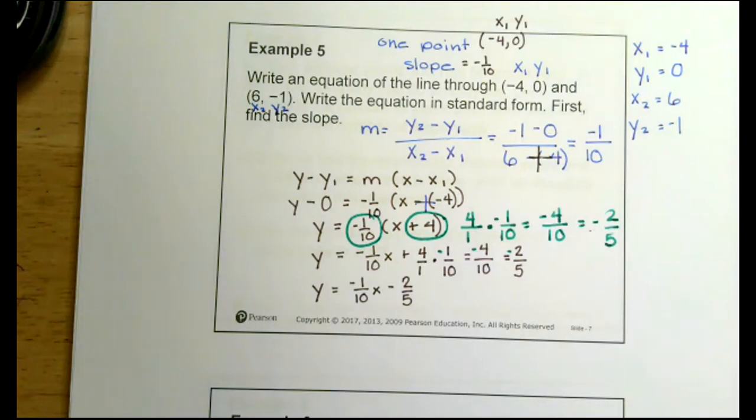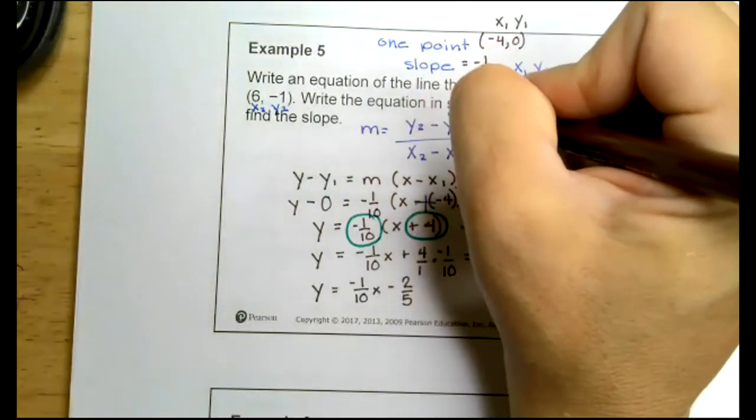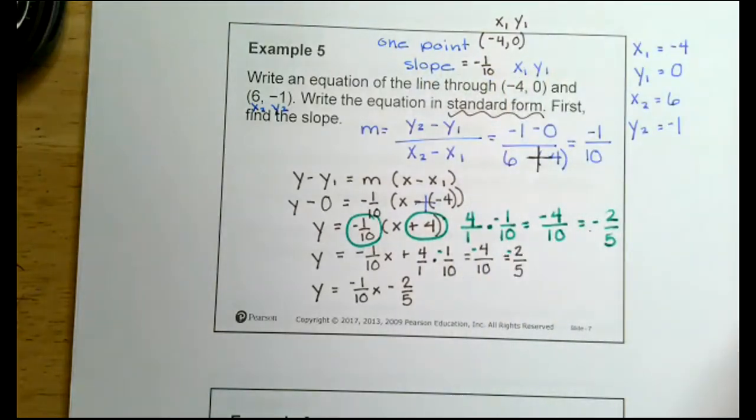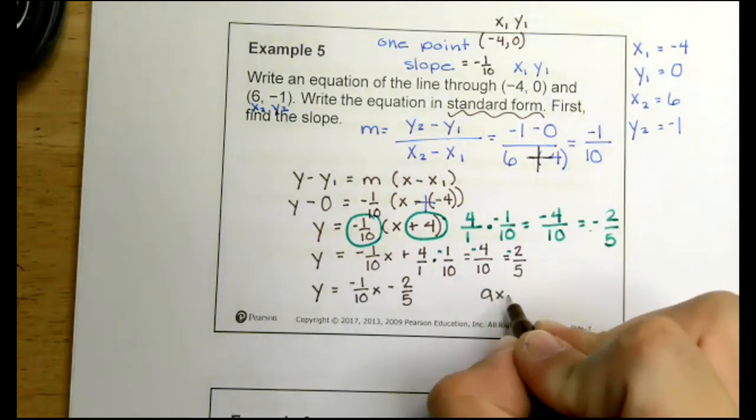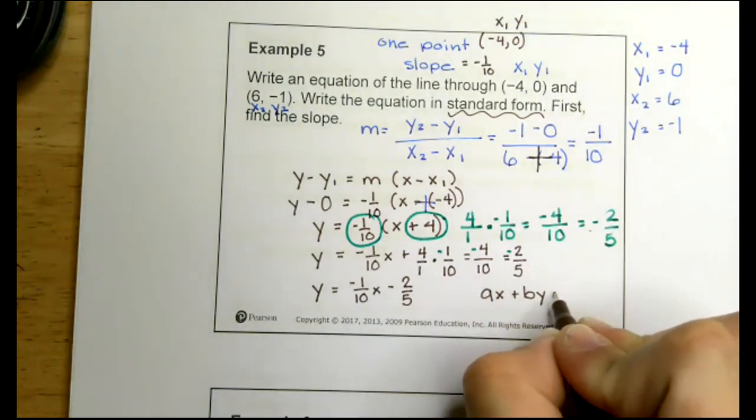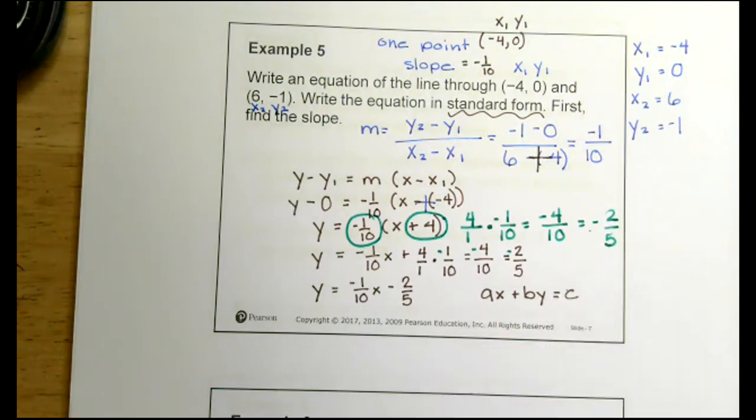Write the equation. My goodness, we're still not done. Write the equation in standard form. Okay. Standard form is ax plus by equals c. I'm just going to get another piece of paper.